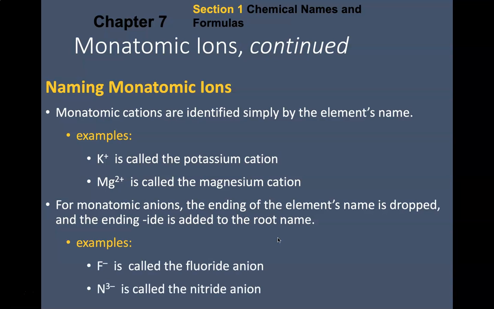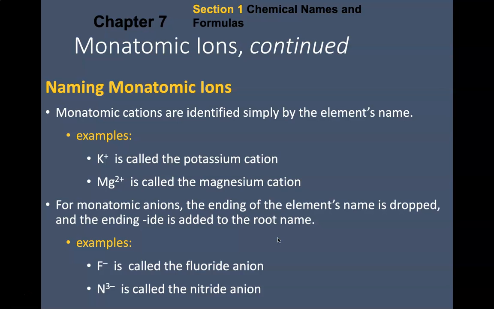All right, so here are some of the rules for identifying elements' names within chemical formulas. The first is that if they are cations, so positively charged, we simply name them by the name of the element itself. So for instance, a positively charged potassium or a positively charged magnesium are going to be referred to as potassium cations or magnesium cations.